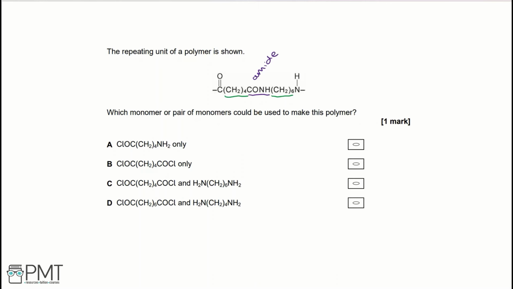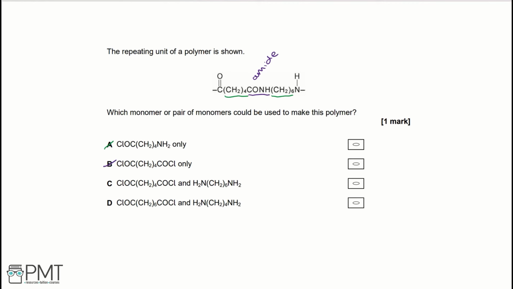But going back to the amide for now, we need an acyl chloride and an amine, so that already will eliminate B because that only has 2 acyl chlorides, or a diacyl dichloride. Now we need to look at the alternating alkyl chains. That eliminates A because it will only have a CH2,4 chain at both sides, and the polymer that we've been given doesn't. It has a CH2,4 and a CH2,6. So it can't be A, so we're left with C and D.